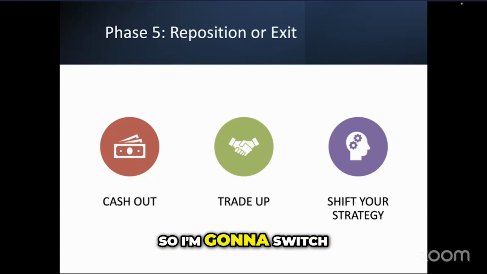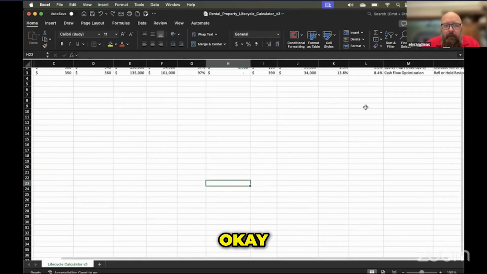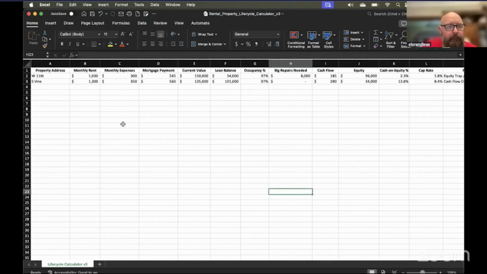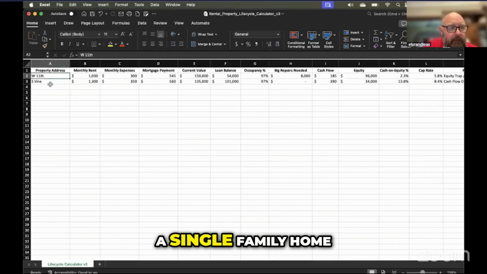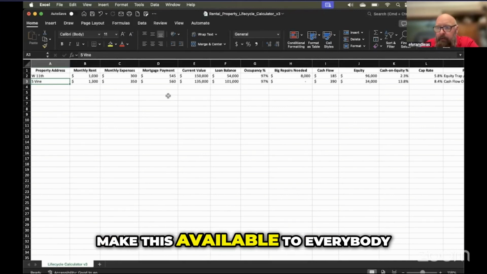Does that make sense? So I'm going to switch over here to a little worksheet. Can you guys see this okay? Yeah. So these are actually two properties that are mine. So this is real data. I have a single family home on West 11th and a single family home on South Vine. And this is all my data from this. So we can go through here and I can make this available to everybody.